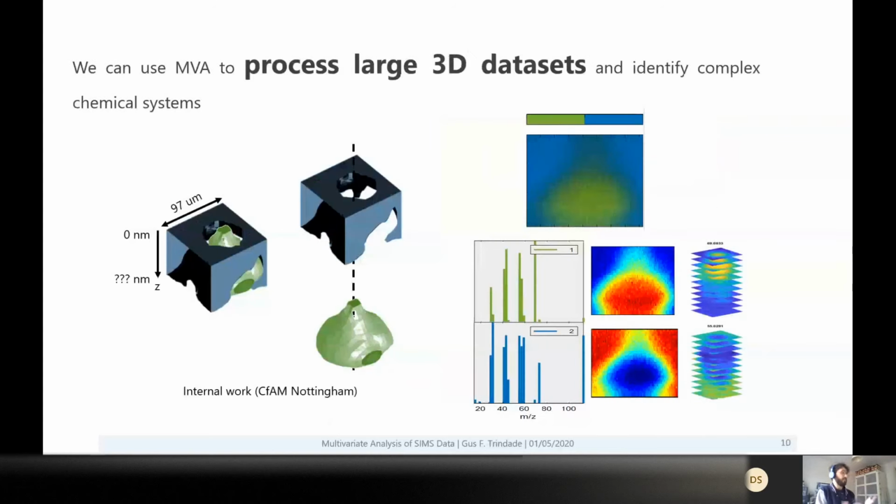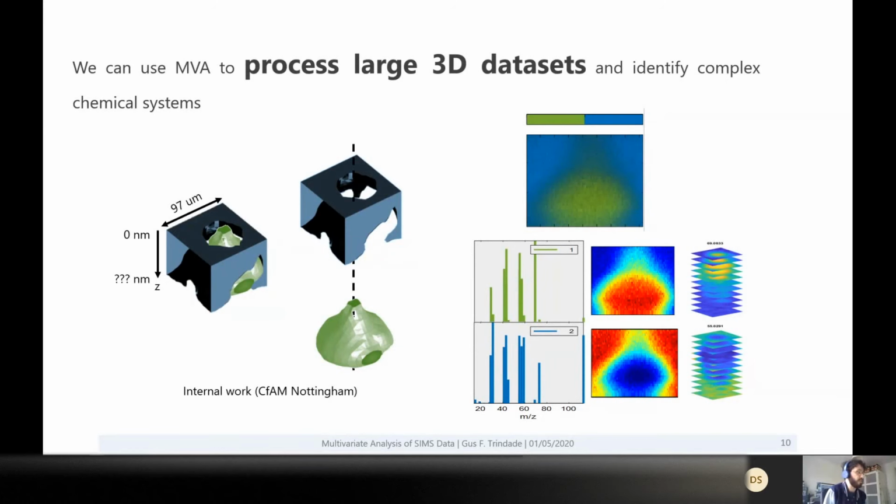And also we can join all these things and process those large complex 3D data sets and identify complex chemical systems. So here's an example. You have 2 polymers, one encapsulating the other, and after MVA we can see all the peaks related to these polymers. And it's not as simple in SIMS because, as you know, sometimes 2 polymers will yield the same peak.